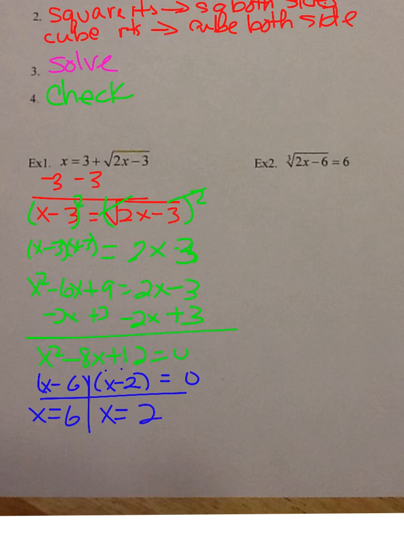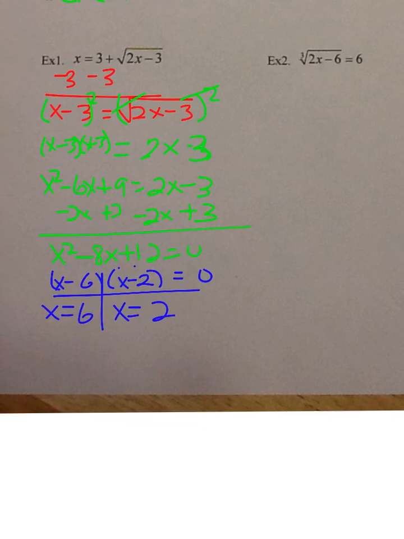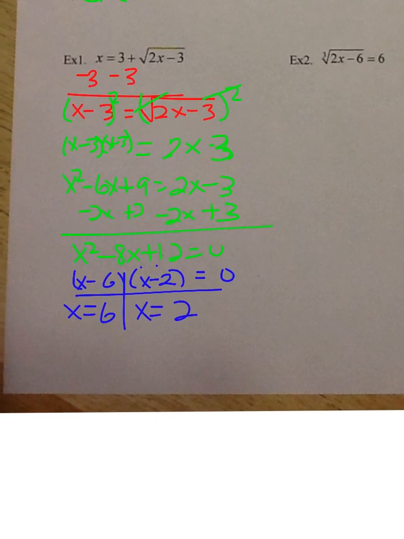Now you do have to check this. And when you check, you're always going to check in the original. All right, so I'm going to start with the 6 here. Is 6 equal to 3 plus the square root of 2 times 6 minus 3? So I have the square root of 2 times 6, which is 12. 12 minus 3 is 9. So it's 6 equals 3 plus 3. Yes, 6 equals 6, so that checks.